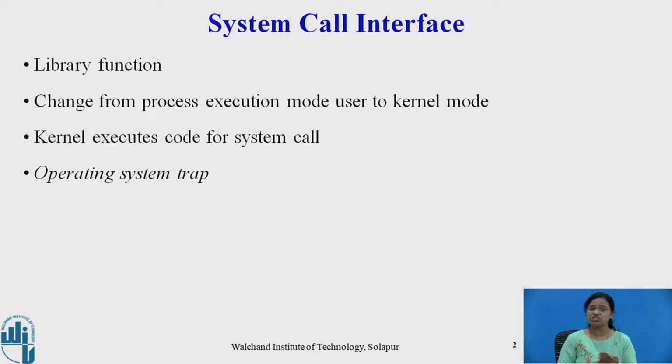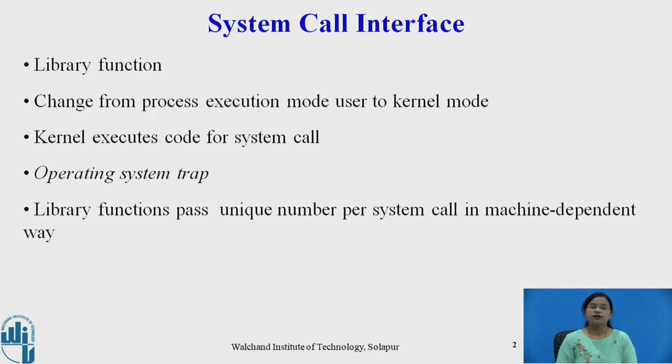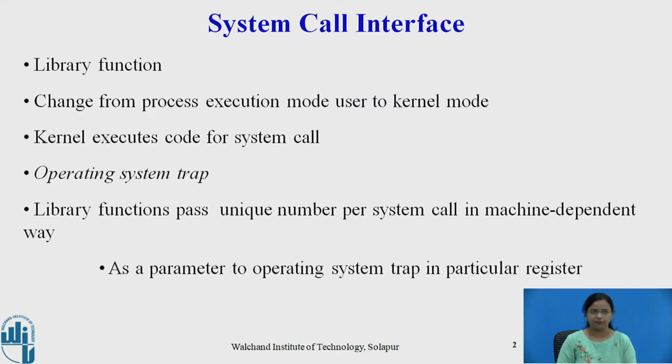So whenever a process switches from user to kernel mode, as we learned in the previous video, that whenever there is a system call, it has to change the mode from user to kernel. It is referred to as an operating system trap. So the library function passes a unique number per system call, in a machine dependent way, either as a parameter to the operating system trap in a particular register or on the stack.